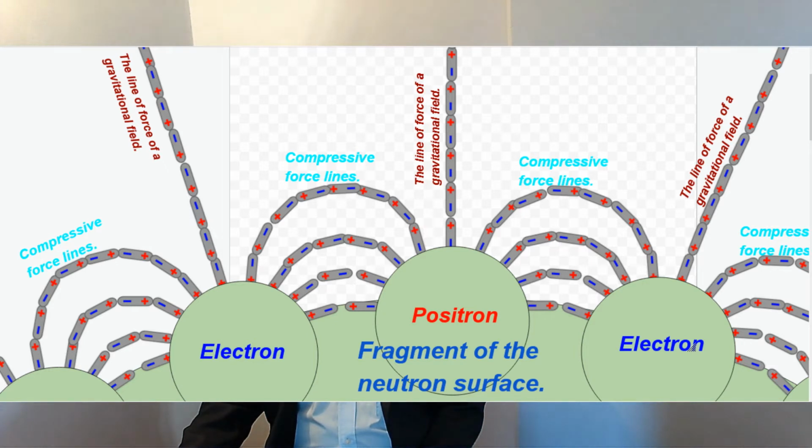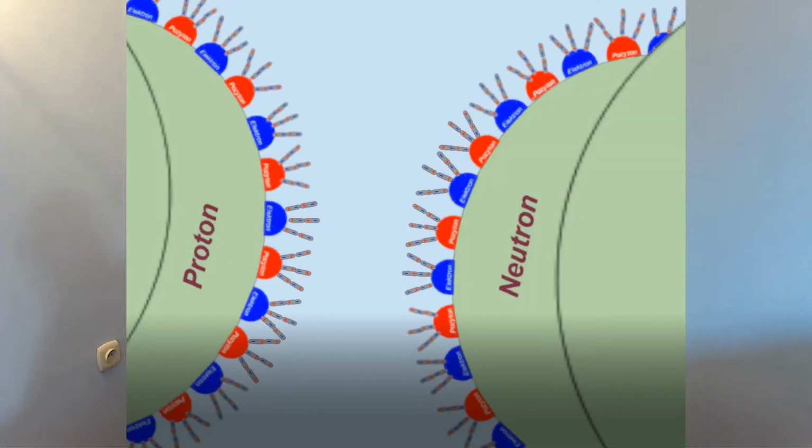A characteristic feature of this surface is the alternating presence of electrons and positrons. Let us draw a simplified model of these nucleons. To make the drawing clearer, the lines of gravitational forces have been shortened to the length of two photons, and the lines of compressive forces have not been drawn.